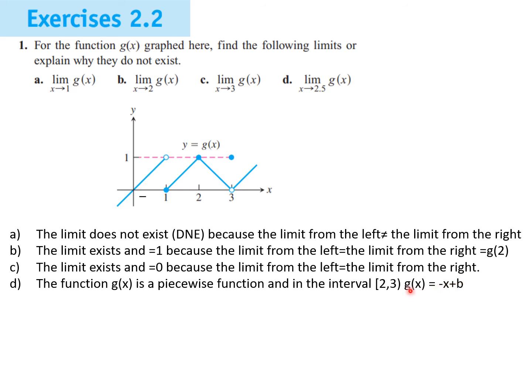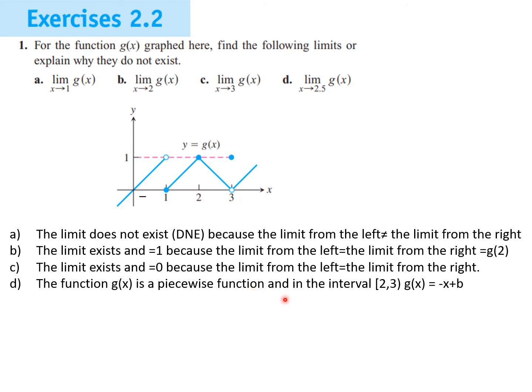So g of x equal to minus x plus b. We have to figure out the value of b, where b is the y-intercept. The function does not have a y-intercept, but theoretically, if it continues moving that way, the y-intercept will be equal to the value that we're going to compute, and we're going to consider it. So it's not going to be any problem.